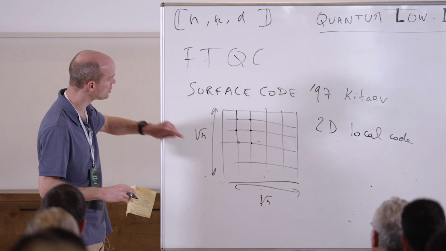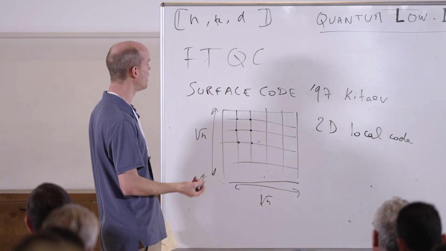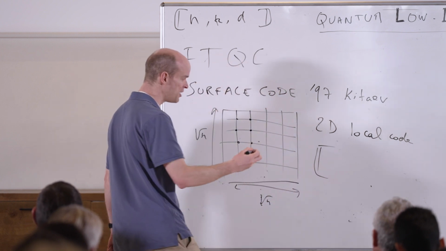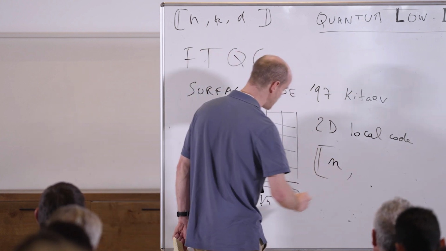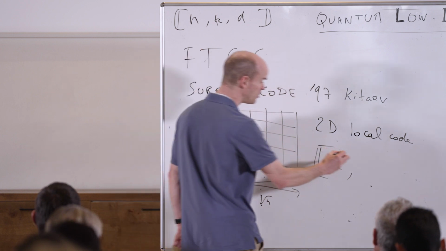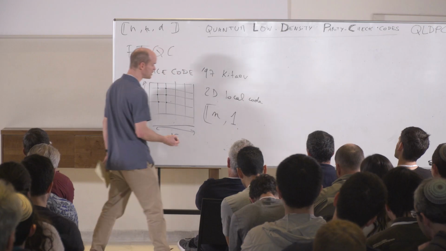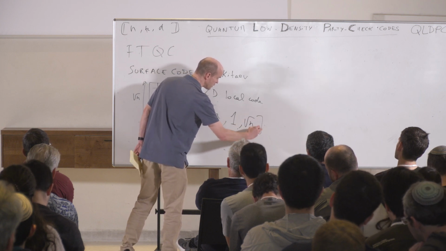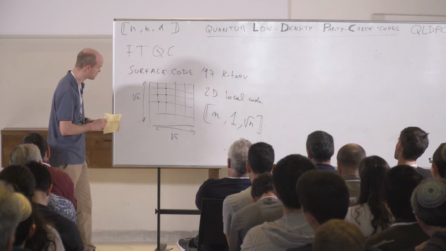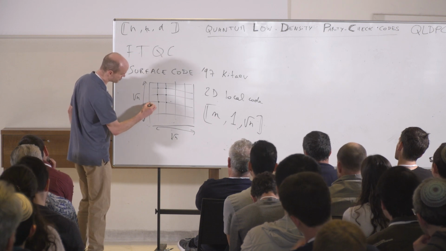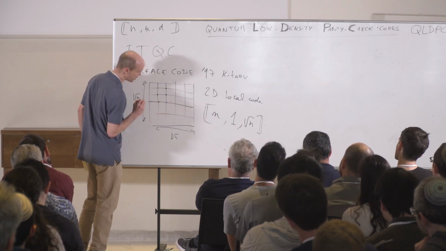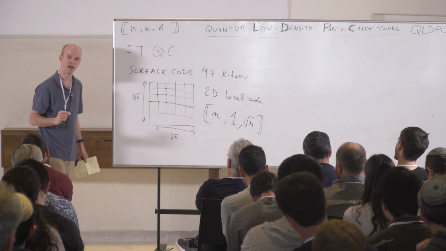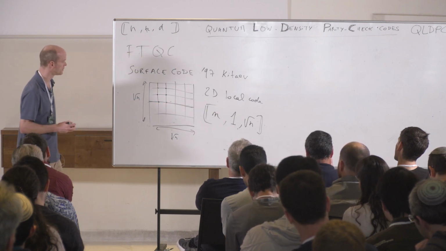So what are these parameters for this surface code? Well, they're not that good. If you have a grid of square root n by square root n, you have n physical qubits. I said you encode only one logical qubit, so k is 1. And the distance of this thing is square root n. In particular, if you have an error that corresponds to a line like this that crosses the surface, then you get an error that you cannot correct.